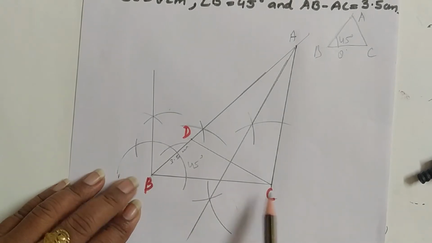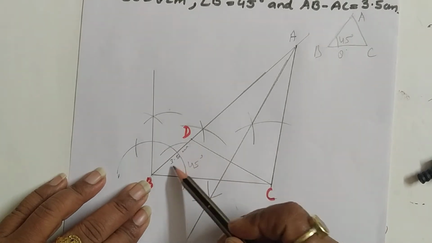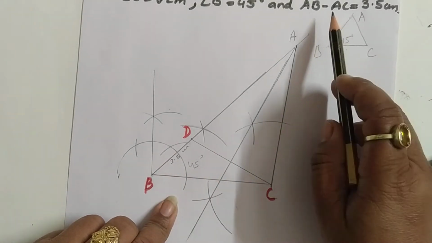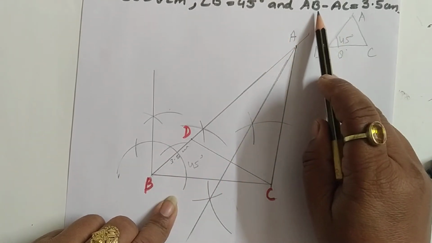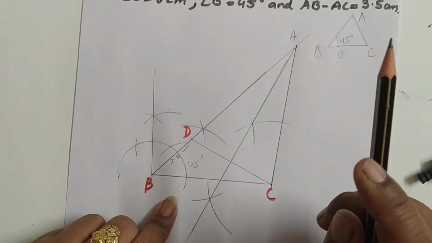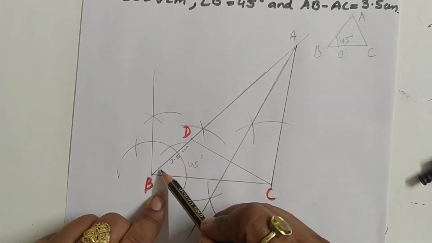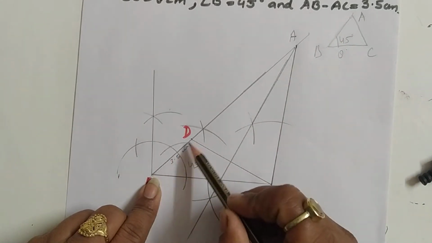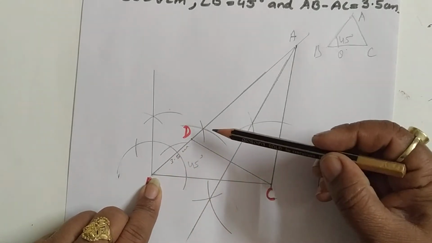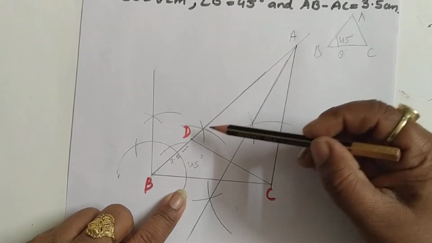We have to draw the base, then we have to construct the angle. After that we have to extend that line, and next we have to check what is the difference between the two sides given to us. That is the first case I am talking to you about. Here AB minus AC is given to us as 3.5 centimeter. So by the ruler we have just marked till 3.5 centimeter. I have given the name D. You can give any name, EFG, whatever.